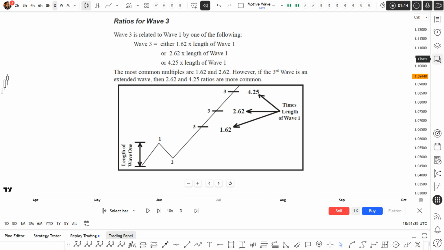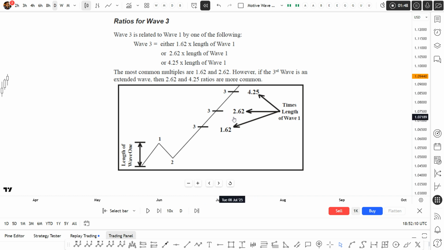Now, the most common area where wave three usually ends is the 161.8% ratio. Sometimes wave three can also get to the 261.8% ratio. It can also get to the 4.25 ratio. It depends on how strong the wave is. Note this: the most common areas where wave three usually ends are the 161.8% and the 261.8% ratios.